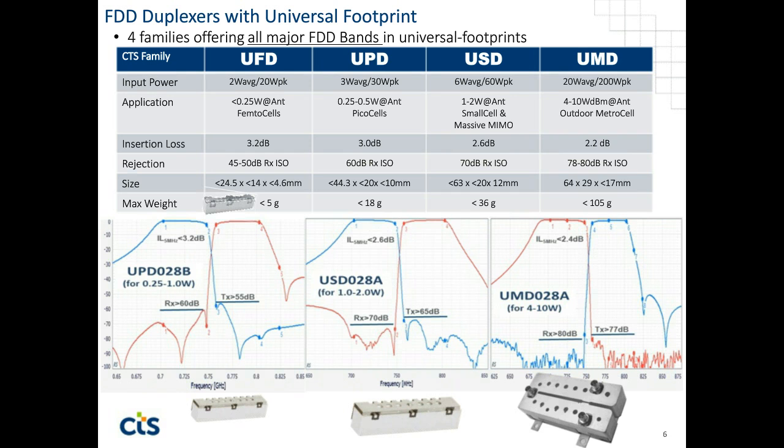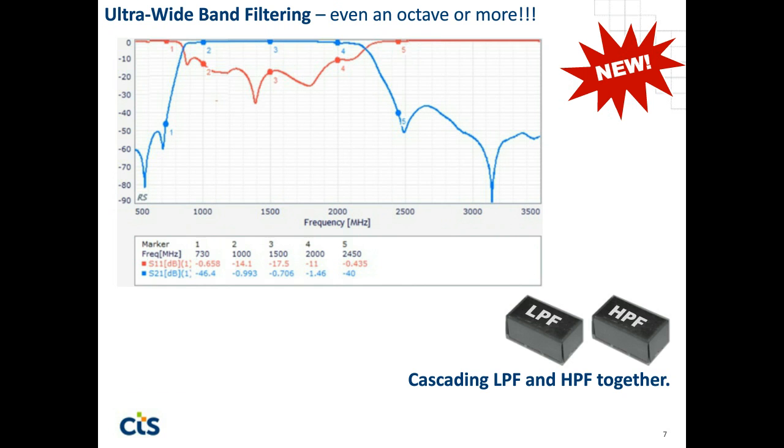I'd like to talk to you now about some other innovations that we have beyond just, we'll call it, the simple TDD bandpass filters and simple FDD duplexers. One area that we now have some solutions in is ultra-wideband filtering. This is where you have an application where you need something either approaching or in some cases even greater than an octave of passband. An octave would be from, say, in this example, 1 gig to 2 gig. And that's what we're showing on this plot.